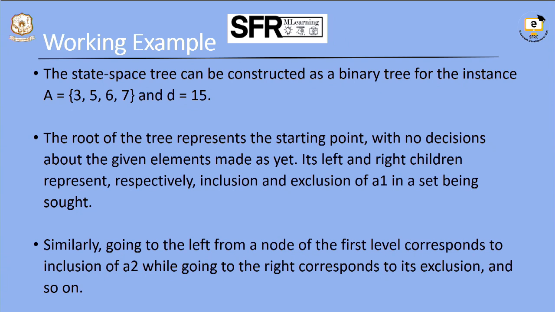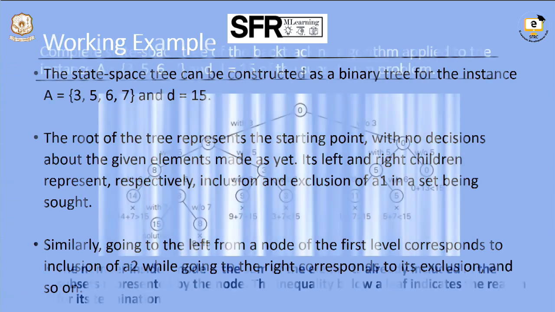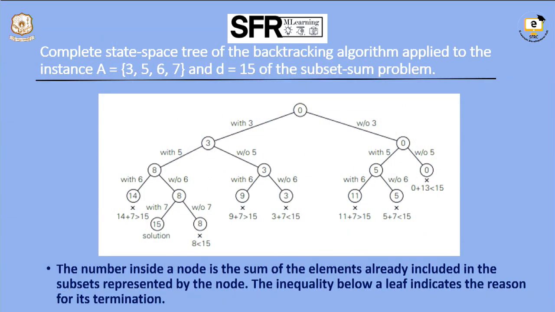So what we do, 3 is not equal to 15, it is less than 15. So it is a promising node, so go to the left from 3. So we have 3 plus 5, 8. 8 is also less than 15, so we will go. Similarly we are going to go on to the left by including A1, A2 and so on. On the right we will select the node and we will say that not including 3.